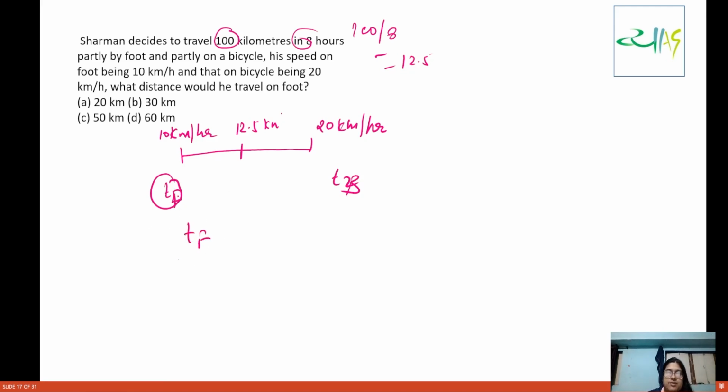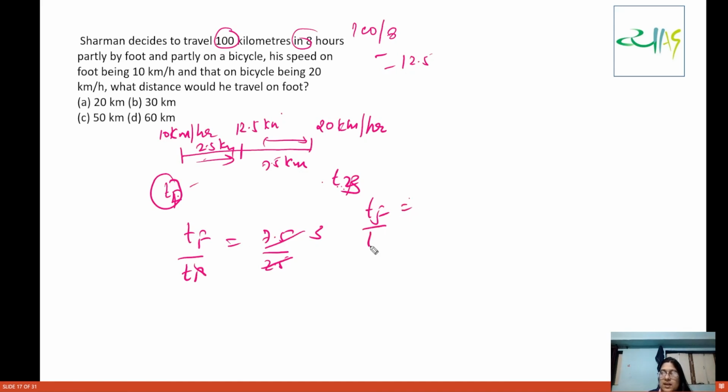So what is TF by TB? We know this is responsible for this distance, and this distance is 7.5 kilometers, and this is responsible for pulling it towards this side, so this is 2.5 kilometers. So you have 7.5 divided by 2.5, which is 3. So the ratio you are getting is 3 is to 1, traveling on foot to traveling by bicycle.